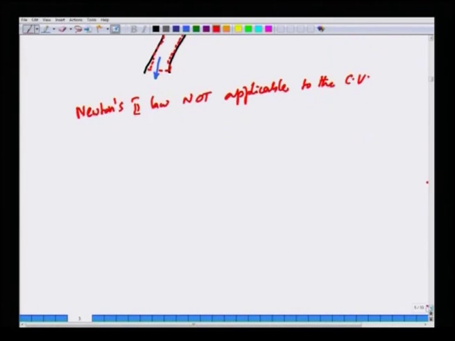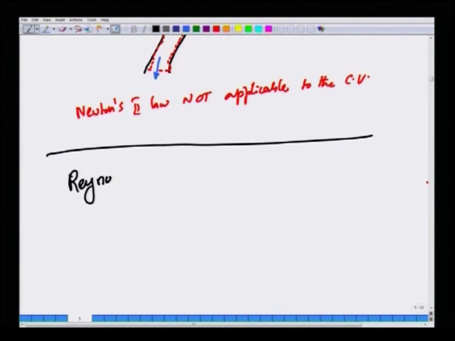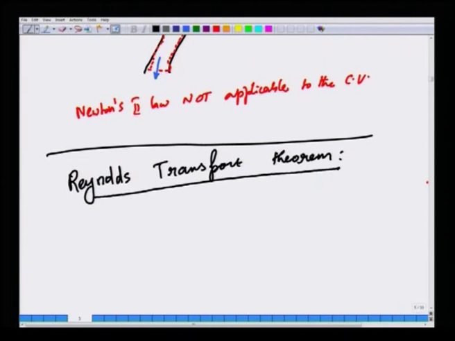So, we need to find a way to relate rate of changes in the CV to rate of changes of the system, because the system is an identifiable piece of matter, a collection of material points, while a CV is not. This is achieved by what is called the Reynolds transport theorem. The Reynolds transport theorem is a tool to convert time derivatives of the system in terms of time derivatives of the variables that are present in the CV.